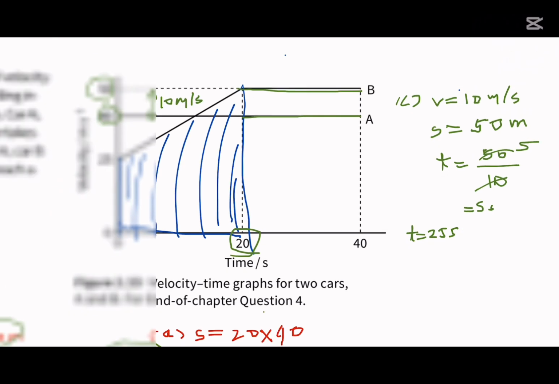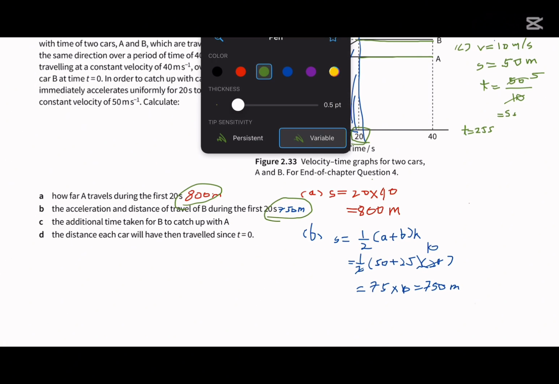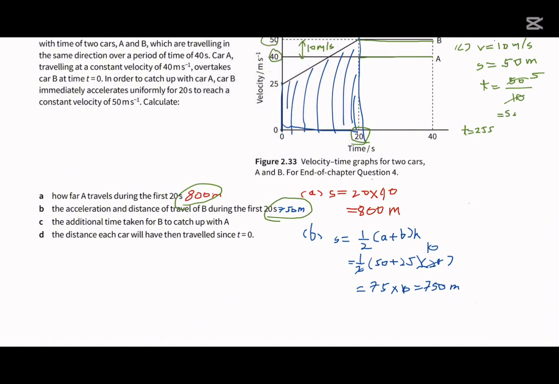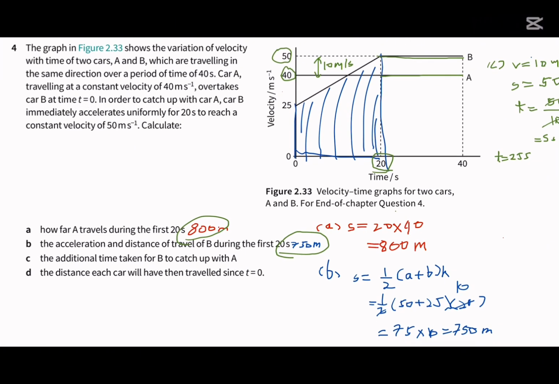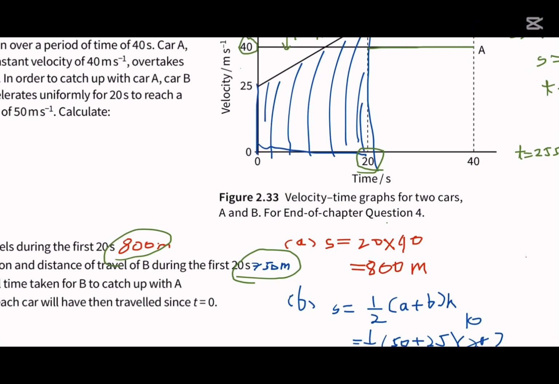Alright. Let's go to number D here. Okay. So let's go to number D. The distance each car will have traveled since t equals 0. So this is talking about the whole journey, the distance that they travel throughout the whole journey, right? So yes, let's do that.